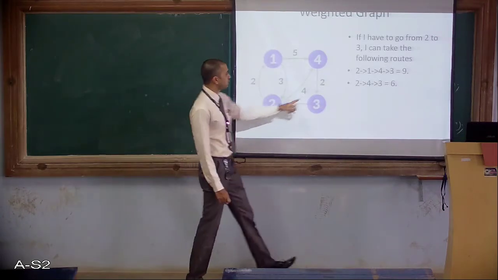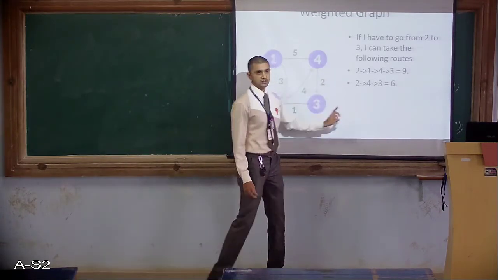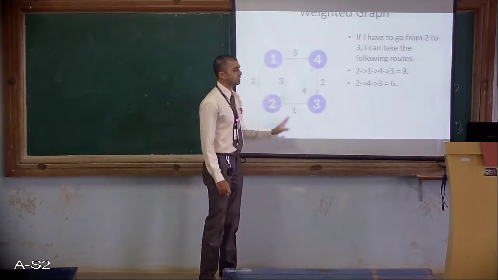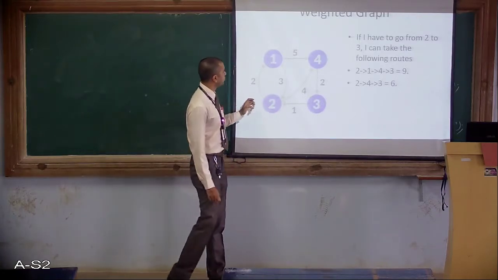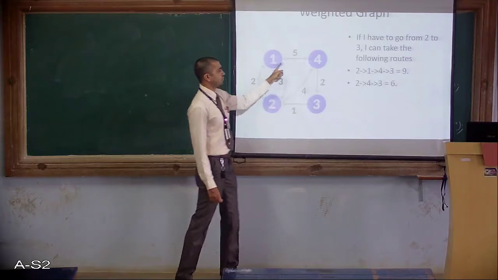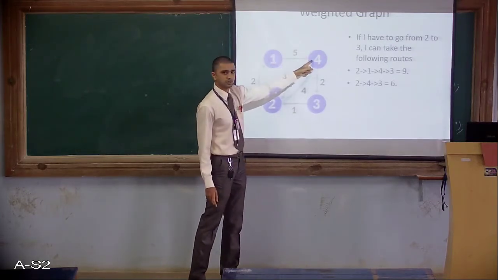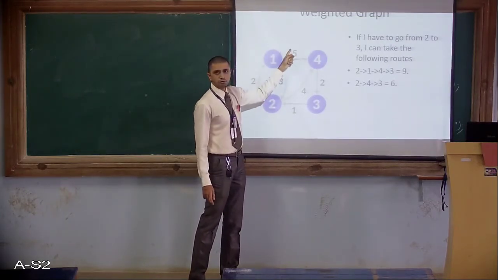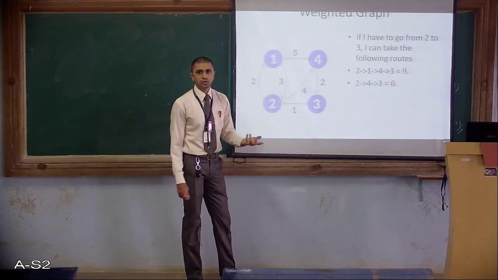Shortest path between every pair of vertices. Similarly, you can calculate any of them. We'll take one more example. If I have to go from 1 to 4, there is a direct path. What is the cost of that path? 5.